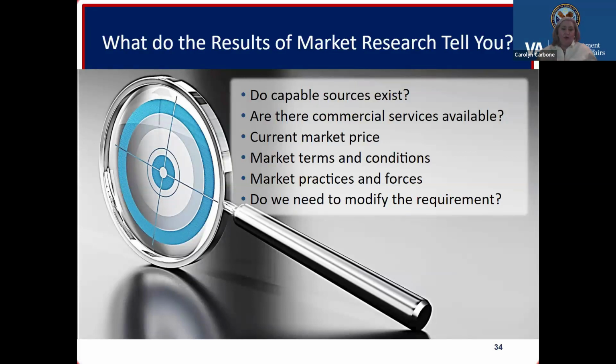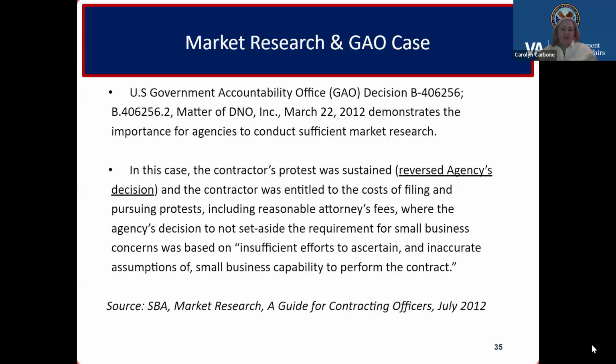So it's super important. Okay, just quickly, this is market research in a GAO case. In this case, the agency's decision for how they were going to solicit this requirement was actually reversed because there were insufficient efforts to ascertain small business capability. And on that same topic, I recently worked on a package where more robust market research could have been done in that pre-planning stage before it actually came to the contracting shop.